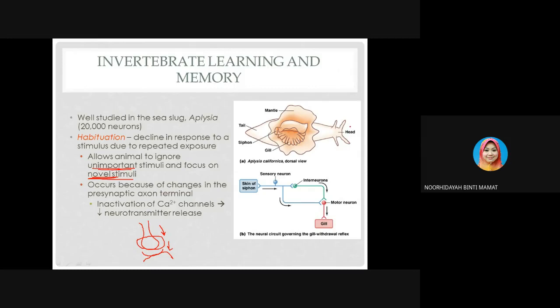For example, in here, this is the head of the Aplysia, this is the tail, and this is the siphon, mantle, and also the gill. So in the neural circuit governing the gill-withdrawal reflex, the Aplysia exhibits a reflexive withdrawal of its gill and also its siphon in response to weak or moderate tactile stimulation of its skin.